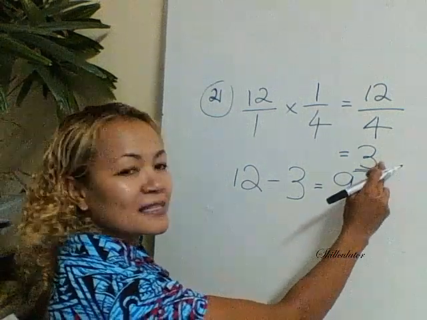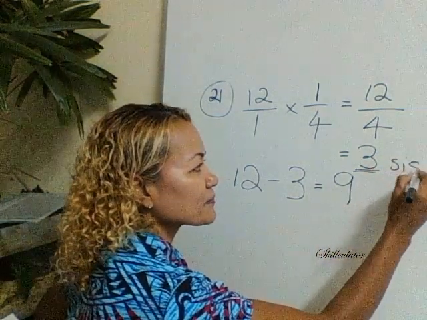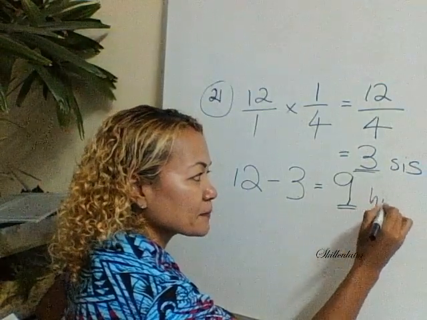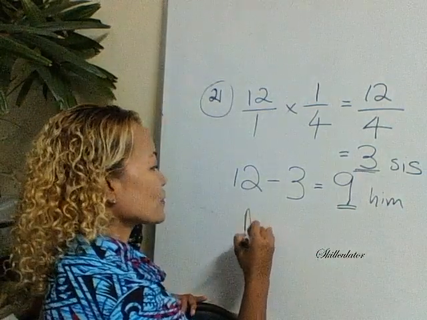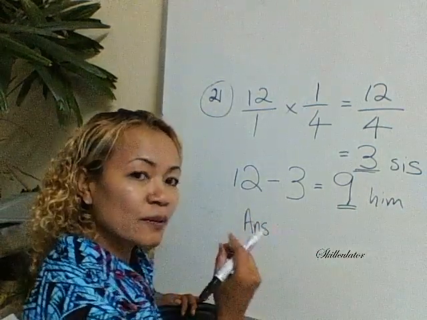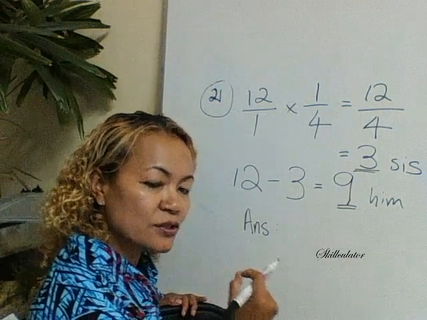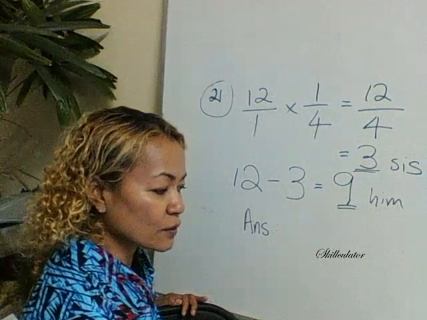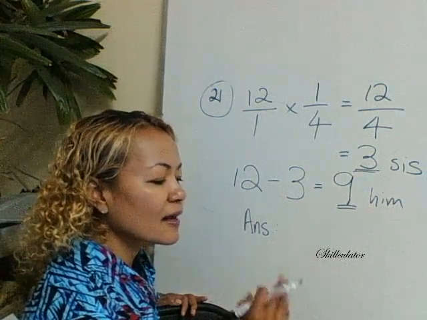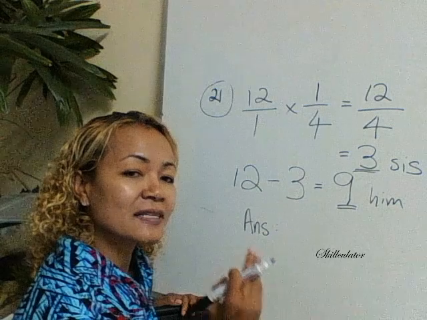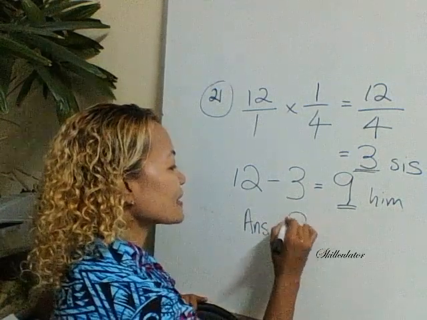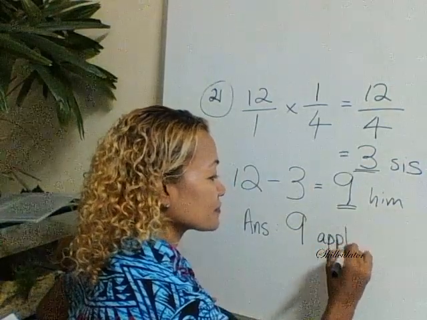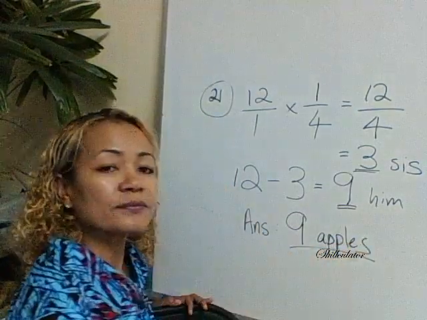So this is what he gave his sister. 9 apples is what he has left with him. Right? So the answer is, because you always got to answer the exact question that's asked in the test or in any kind of a questionnaire. The question is, how many apples are left with him? The answer, 9. You can say 9 apples. But 9 will do.